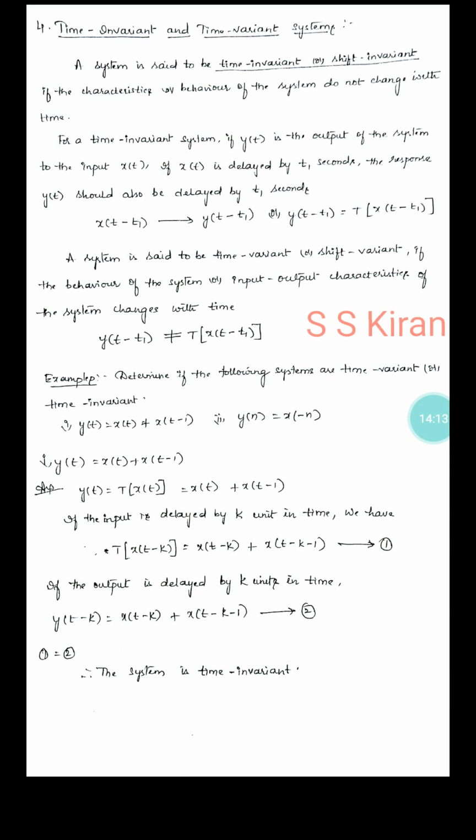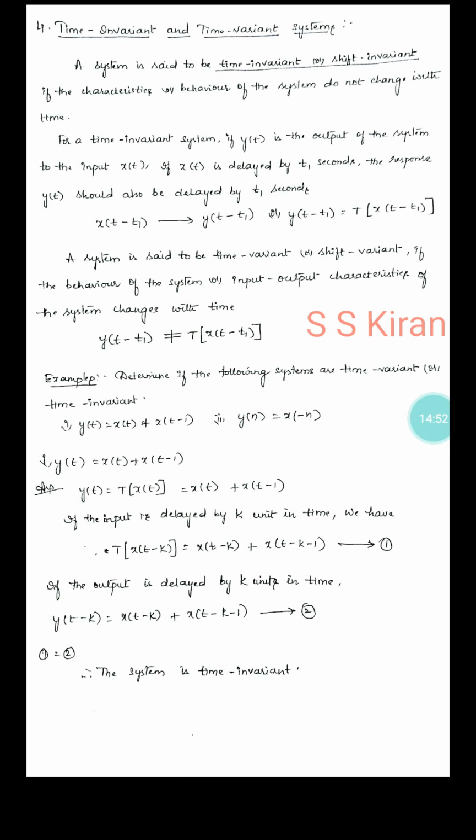Now coming to time variant systems. A system is said to be a time variant system or shift variant system if the behavior of the system, the input-output characteristics of the system, changes with time. Time variant means the system changes with time. Time invariant means it does not change with time; it changes with time for time variant systems. Now see some examples, you can understand.